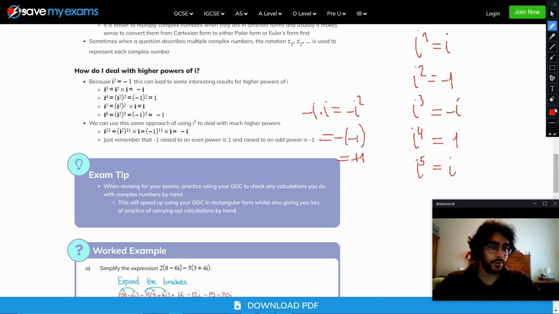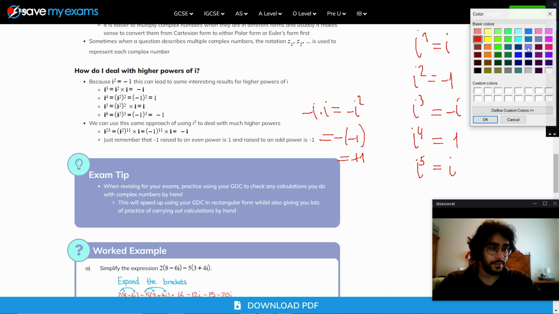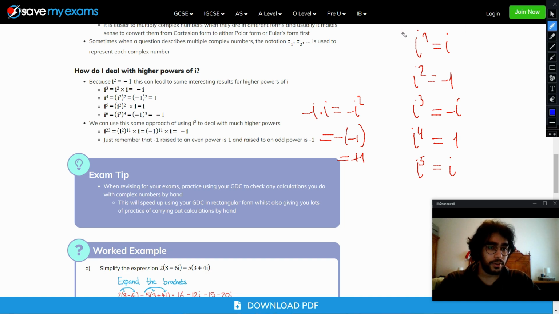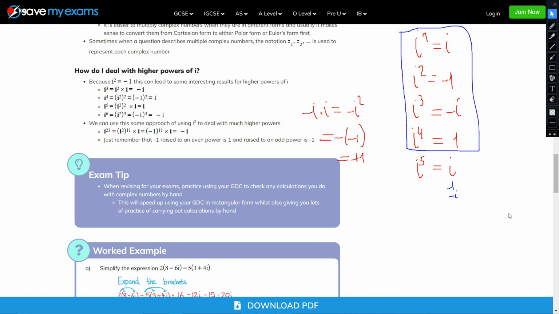Now, you see that there is already a pattern. After every 4th power, you have the same result for the powers of i. So you have i, -1, -i, 1. Then you will again have i, -1, -i, and if you go down, it will be basically 1.